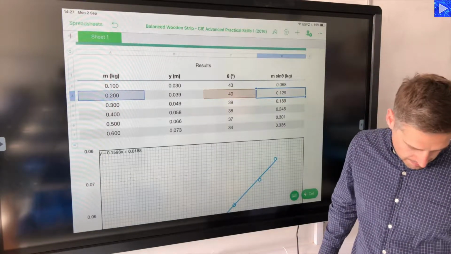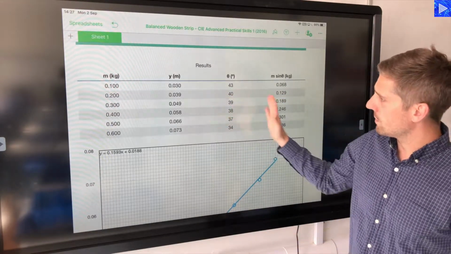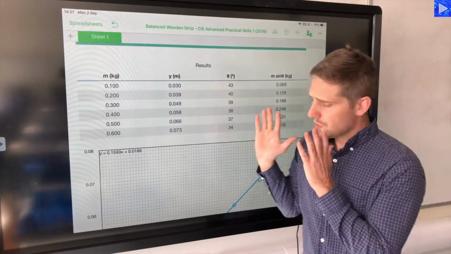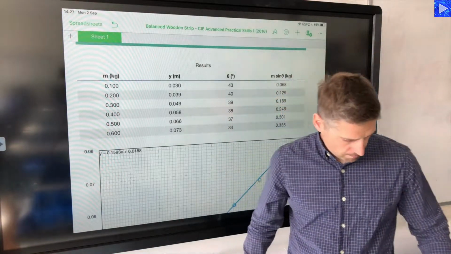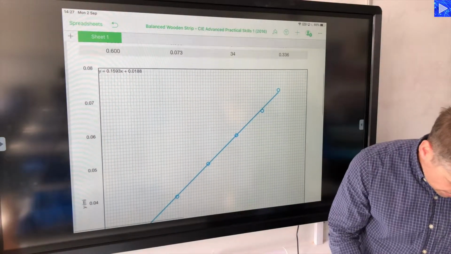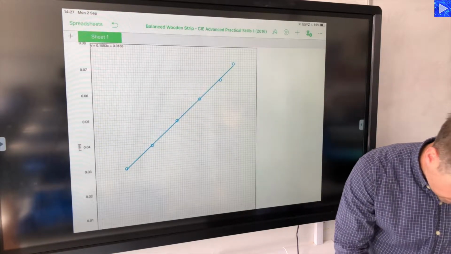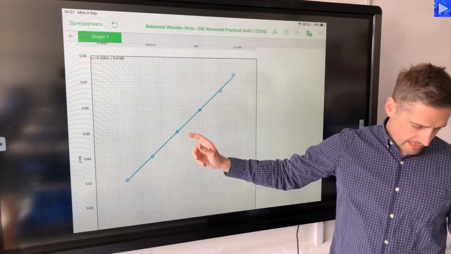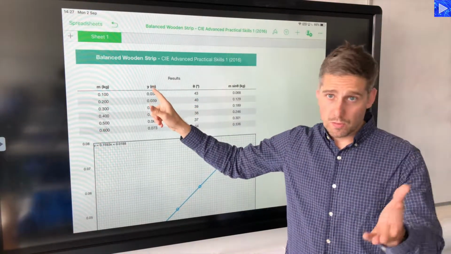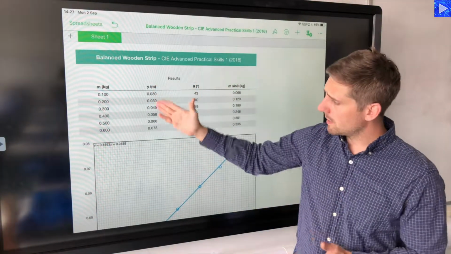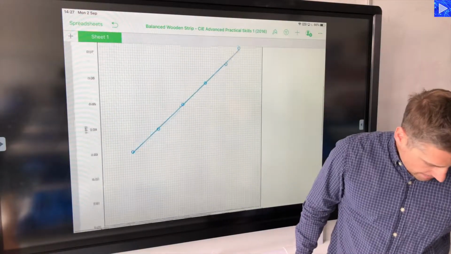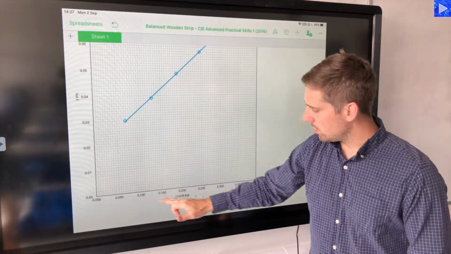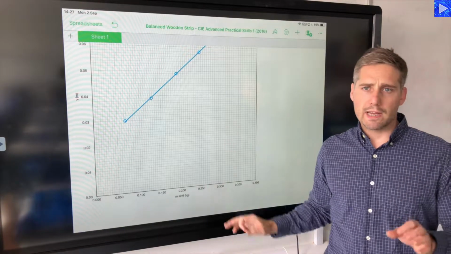So let's get rid of the keyboard now. So that's my data. The graph we had to plot is as follows. If I zoom out a little bit so we get a better view of the graph. On the y-axis we plotted the y data, as in the distance y or length y, and then we had to plot m sine theta on the x-axis.